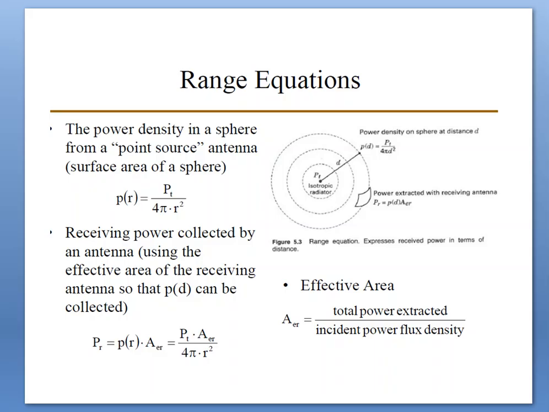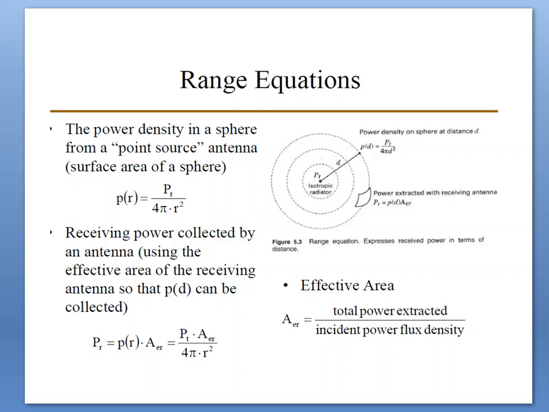Once again I repeat, here we calculate the power density P of d, that is equal to PT divided by 4 pi R square, and after that we calculate the received power as the power density multiplied by the effective area of the antenna, that is PT multiplied by the effective area of the antenna, whole divided by 4 pi R square. If the distance is d, the above equation can also be written as PT multiplied by the effective area of the antenna, whole divided by 4 pi d square.